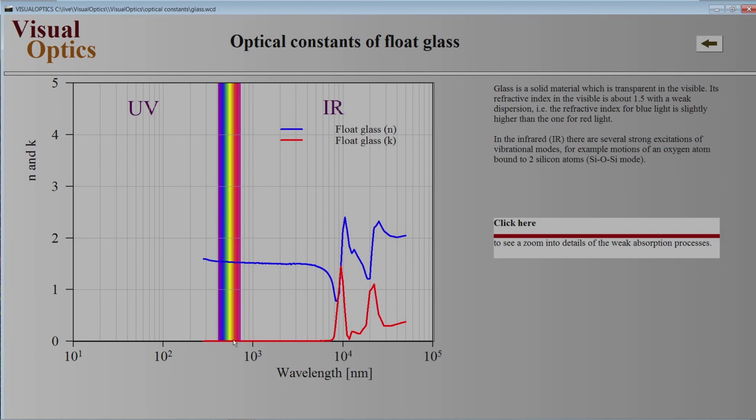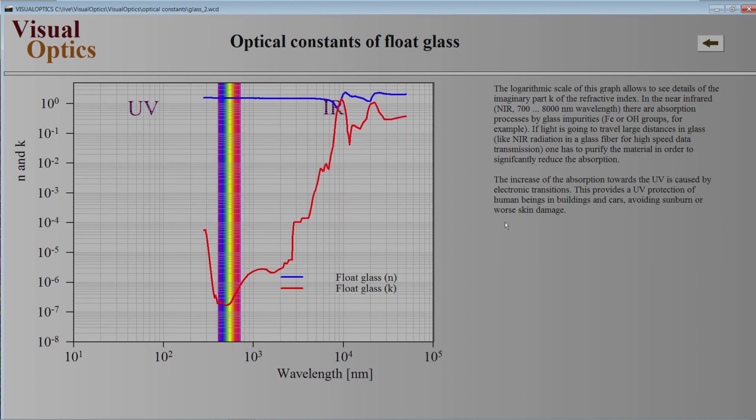In the visible and the near infrared, it looks like k is 0, which is a good approximation in some cases. But if you take a few millimeters of glass and you send light through, you will see that there is absorption, weak absorption, and we can take a closer look. Since we usually use glass with thicknesses of a few millimeters or even more, it makes sense to zoom into this region a little bit, and I do that with a logarithmic scale for n and k.